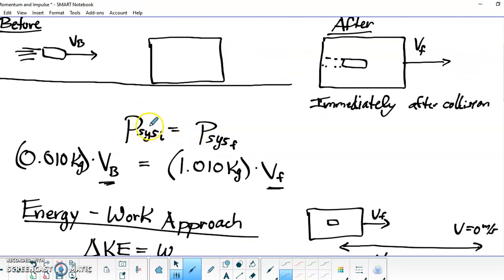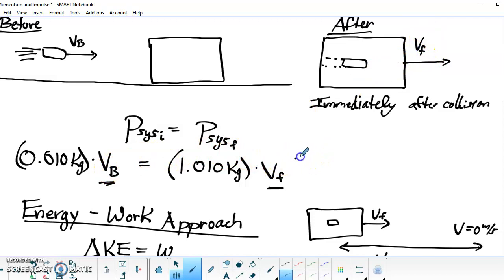So my momentum initially for my system, the only moving object is the bullet. The block is stationary, so it has no momentum. So the momentum of the system is the bullet's mass, converted from grams to kilograms, multiplied by its velocity. We don't know it. We'll call it VB. The momentum for the system at the end, these are combined objects. Since they move together with the same velocity, we can treat this as one big object with the mass 1 kilogram plus the mass of the bullet. That's how I get 1.010 kilograms times its velocity, V final. And we don't know V final either.